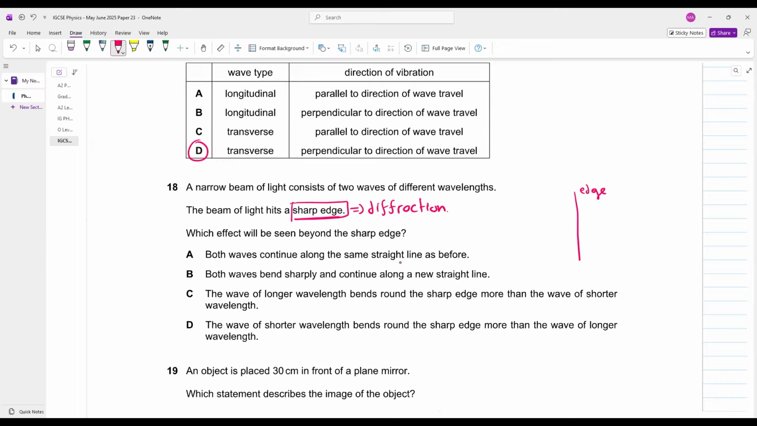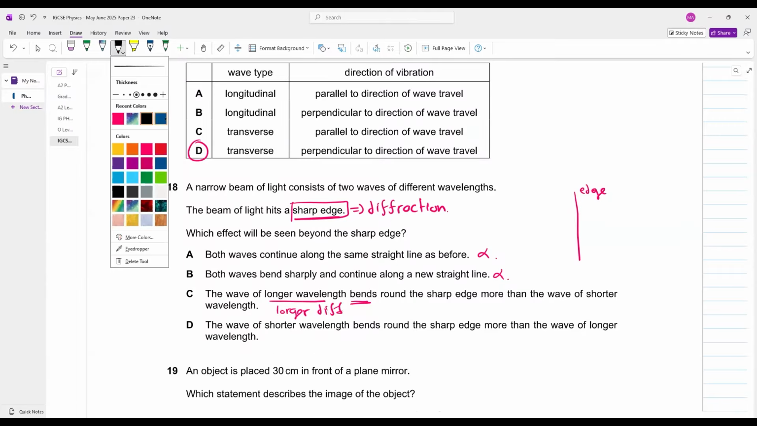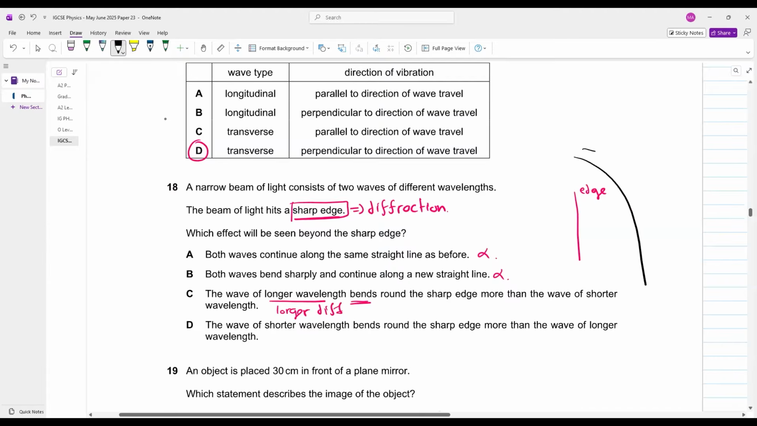Okay. What will be seen beyond the sharp edge? Both waves continue to travel? No. Both way na. The wave of a longer wavelength will have a larger diffraction and hence it will bend more. बेटा जो waves larger wavelength carry करेंगी वो larger diffraction perform करेंगी around the sharp edge compared to the shorter wavelength. C is your answer. जितनी ज्यादा wavelength होगी उतनी ज्यादा diffraction.